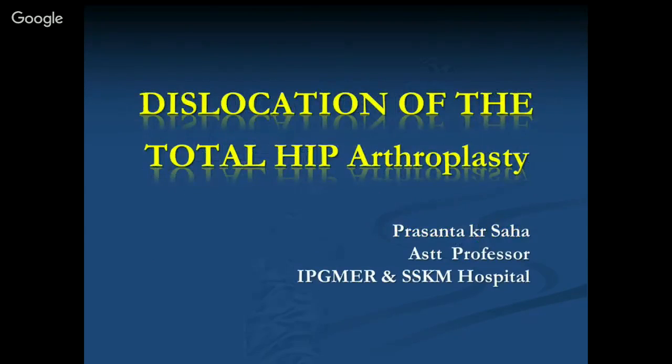Now, there are several complications of the total hip replacement. There may be a neural injury, there is heterotopic ossification, and everything. But the most important are the three. There is a dislocation, infection of the total hip, and there is a periprosthetic fracture. Now, first we deal with the dislocation of the total hip.